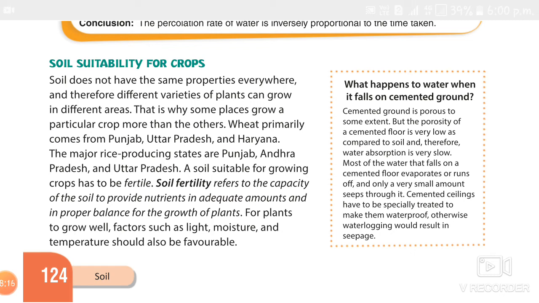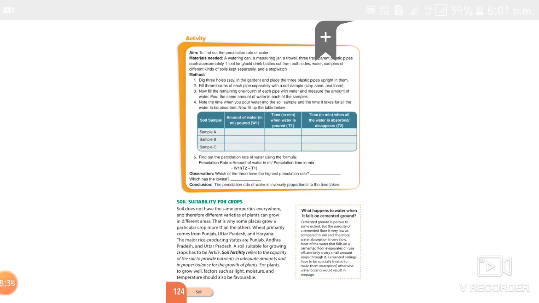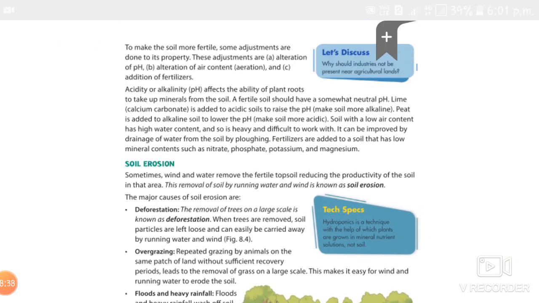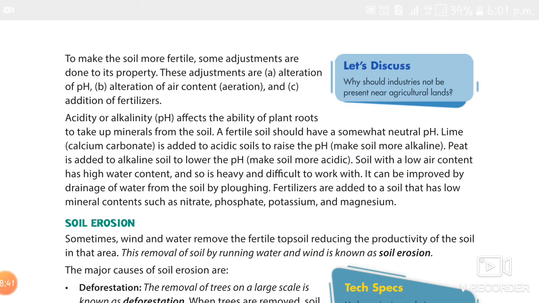So to make the soil more fertile, some properties of soil have to be adjusted. These adjustments are alteration of pH, alteration of air content, and addition of fertilizers. First, let's see the adjustment of pH.